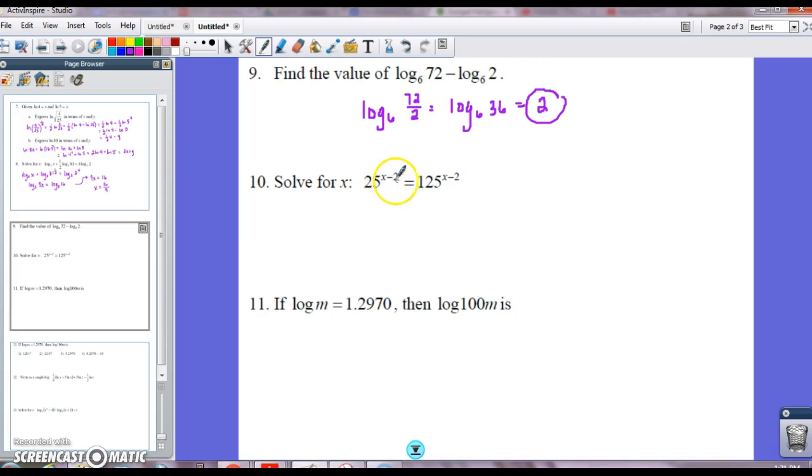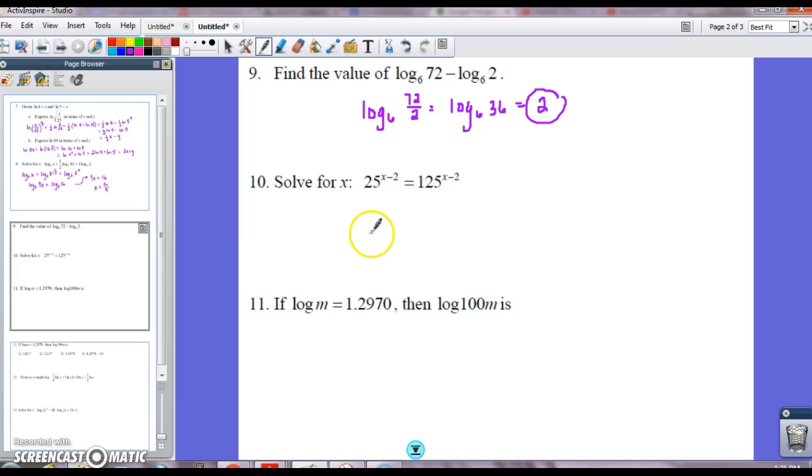This one tends to give people a little bit of an issue. Remember, we need a common base, so we're going to actually have to convert both of these to a common base. I know that 25 is 5 squared. I know that 125 is 5 cubed. So notice I'm not changing the value of anything. I'm just rewriting these so that I have a common base.